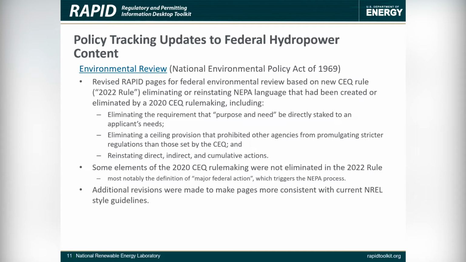The major ones here were basically that the 2020 rule, the Biden-era rule, eliminated the requirement that the purpose and need be directly tied to the applicant's needs. It further eliminated a ceiling provision prohibiting other agencies from promulgating stricter regulations than those set by the Council on Environmental Quality. And it reinstated the definition of direct, indirect, and cumulative actions within the NEPA analysis. So we went through all of our processes and made changes in conformity with that new rule.